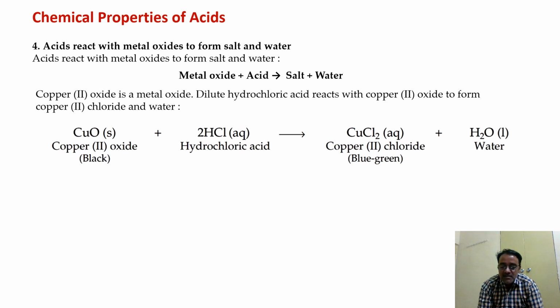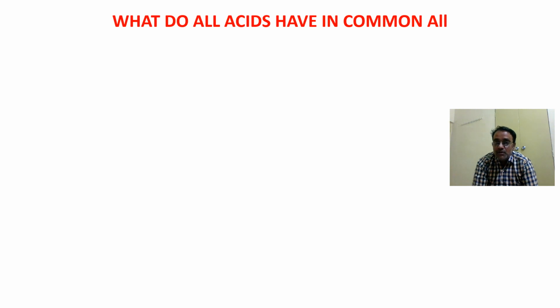Now after this we will discuss a very important topic, that what do all acids have in common. What is common in all acids? So this is very very important. All the acids contain hydrogen. All acids have hydrogen. And the hydrogen present in acids is such that when acid is dissolved in water, it separates out as positively charged hydrogen ions, that is H plus, and enters the solution as H plus ions.